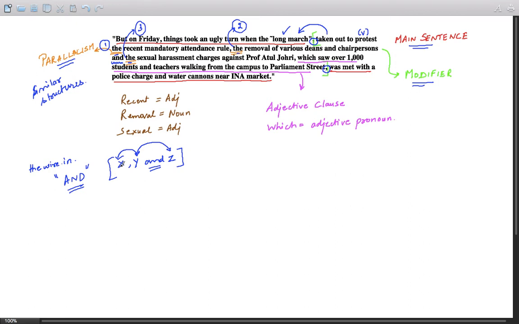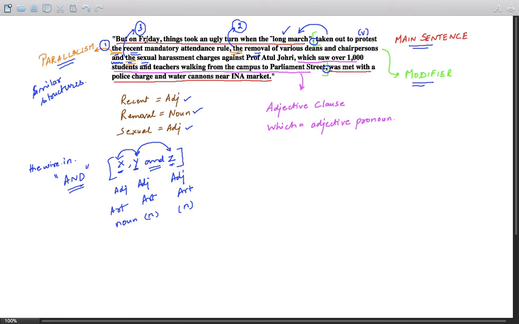So if the first word of X is an adjective, the first word of Y should also be an adjective, and the first word of Z should also be an adjective. If it's an article, this should be an article, and this should be an article. And if this is a noun, this should be a noun and a noun. So there is no compromise on that. You'll notice that recent is an adjective, the second word. Removal is a noun, and sexual is again an adjective. So what this means is the second word does not count.